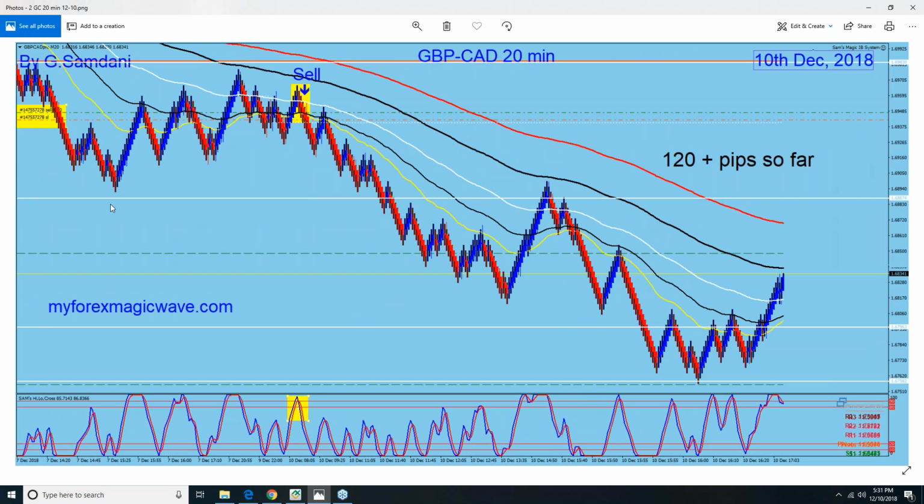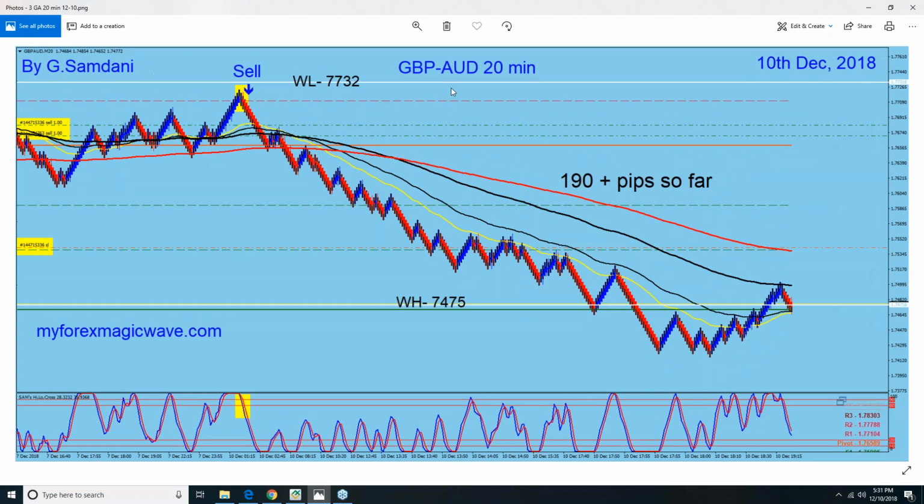This is pound CAD, same thing. Right from the beginning, this is my entry here, and SL moved to break even plus December 10th, all the way down here, 120 pips. And another one, pound Aussie, again this is my entry, two entries, and this is my SL here, and 190 pips so far from here to here, December 10th, 2018.